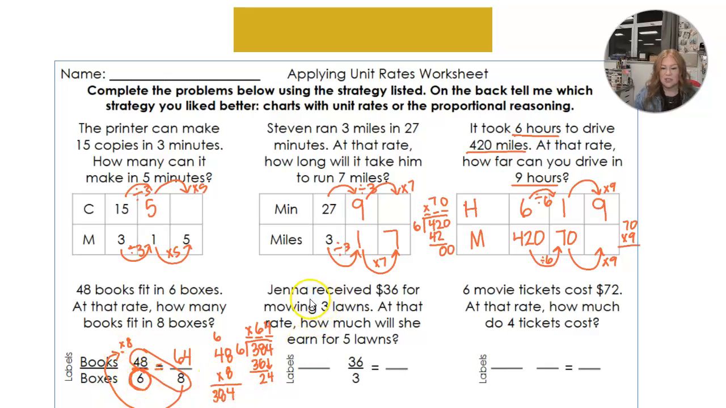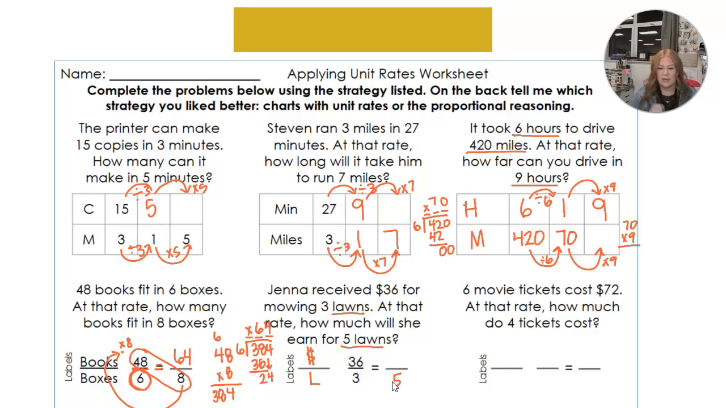Okay, let's try this problem about Jenna. Jenna received $36 for mowing 3 lawns. At that rate, how much will she earn for 5 lawns? So we need our label. So it has 36 on the top, so that is money. I put a money sign. And 3 is lawns, so I'm going to put an L for lawns. And we're trying to find out how much for 5 lawns. We have lawns on the bottom, so 5 has to go on the bottom. So again, it doesn't matter if you put money or lawns on the top, it just matters that you match up. So lawns, these are 3 lawns, these are 5 lawns, they should all be in a row.